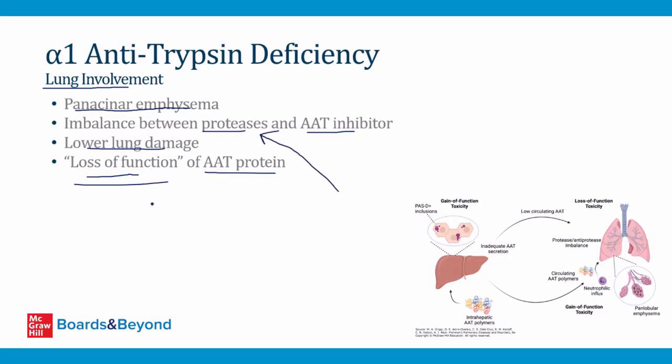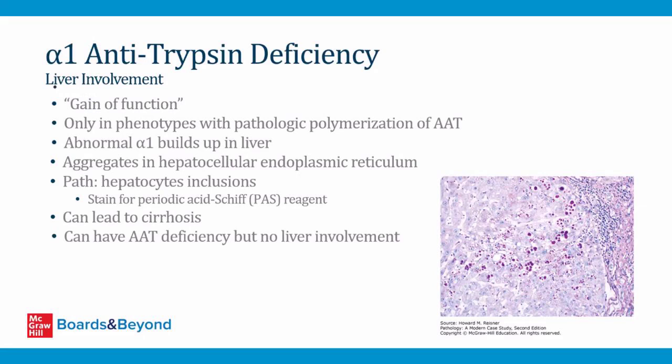You can also see liver involvement in patients who have alpha-1 antitrypsin deficiency, and this is sometimes called a gain of function problem because it has a different mechanism from the lung problems. So this only happens in phenotypes of the disorder where pathologic polymers of alpha-1 antitrypsin can form in the liver. When this happens, abnormal alpha-1 clumps basically build up in the liver. Specifically, they aggregate in the endoplasmic reticulum of liver cells, and this is the kind of thing they'd like you to know for your step 1 exam.